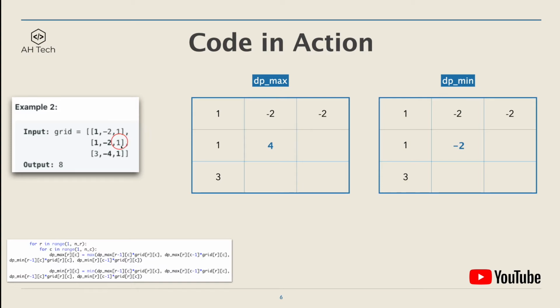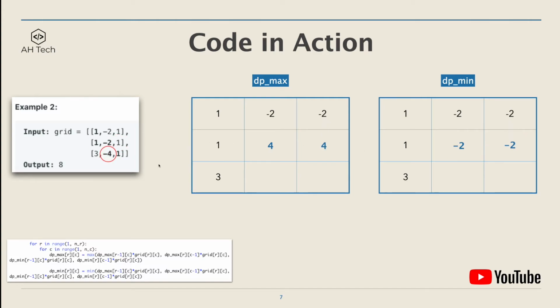Moving to the next value, which is 1. The product from the top cell is -2 in DP max, and from the left is 4. For DP min, it is -2 from the top cell and -2 from the left cell. So the value in DP max will be 4, and it will be -2 in DP min.